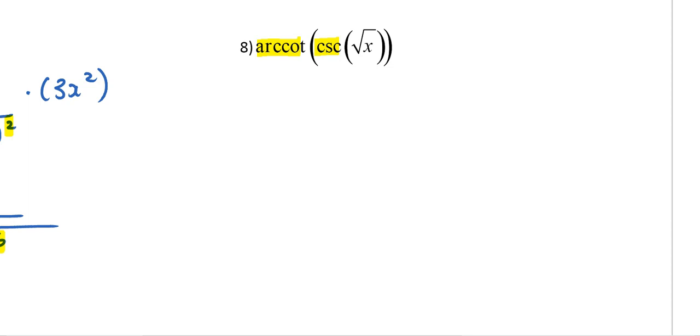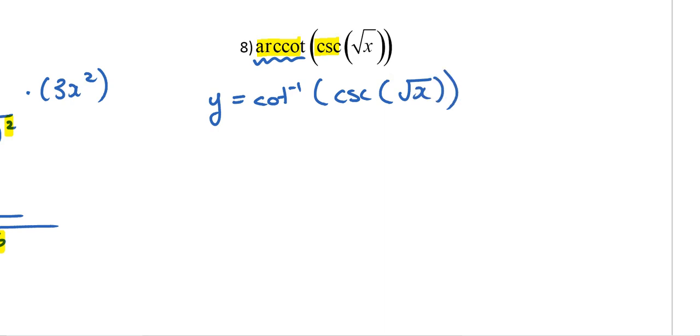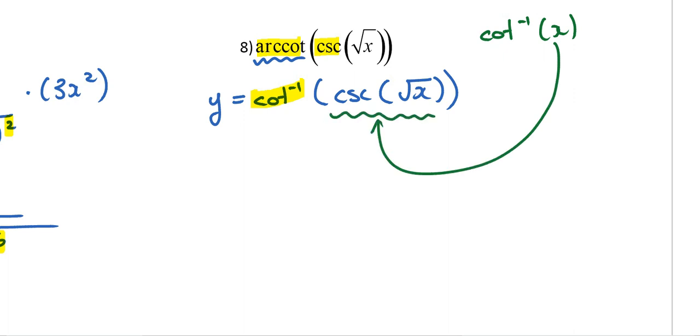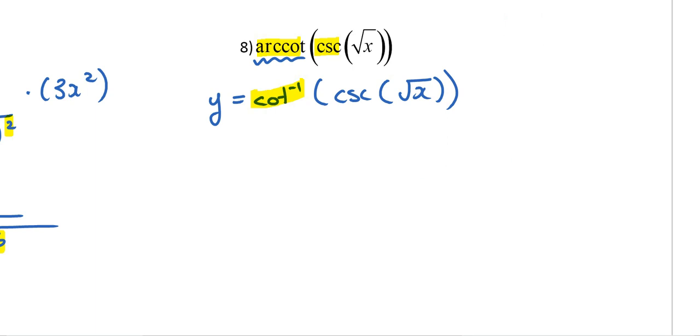Let me rewrite this as y equals cot inverse of cosecant of square root of x. Okay, so this question isn't a product rule question, because if you look at this cot here, it's very similar to just cot inverse of x, and this x term is like this whole expression right there. So this is not a product rule question. It's actually an extended chain rule question. So you probably have to use the chain rule 2 times for this question.